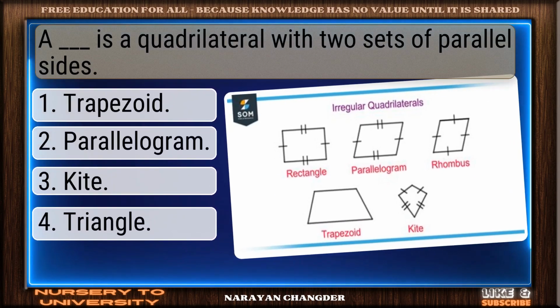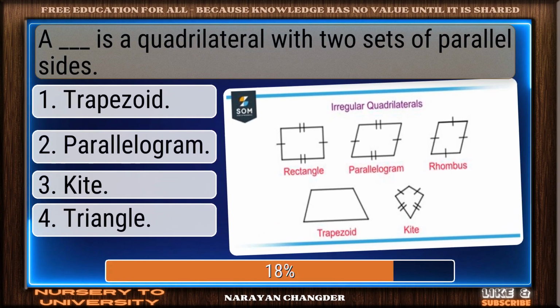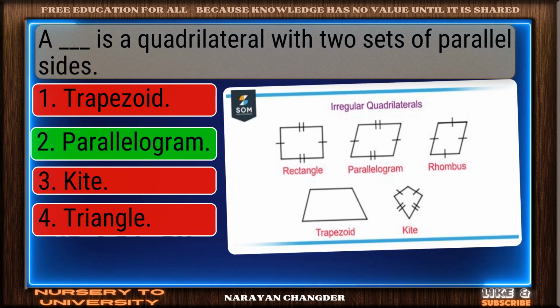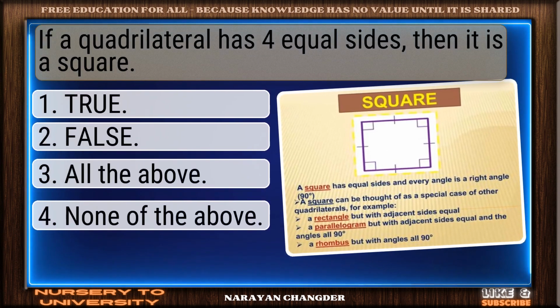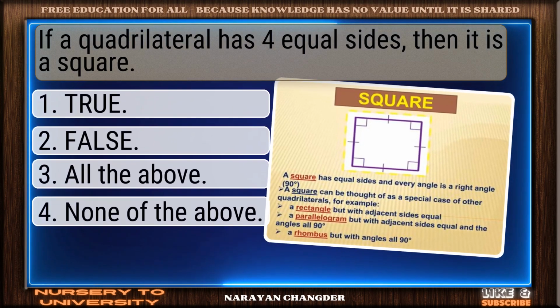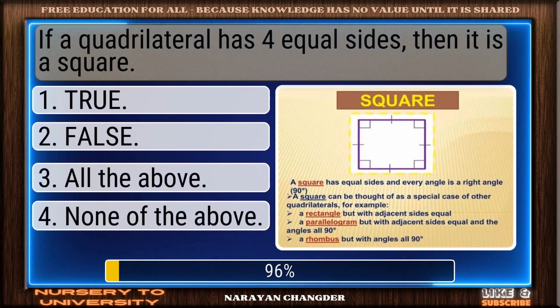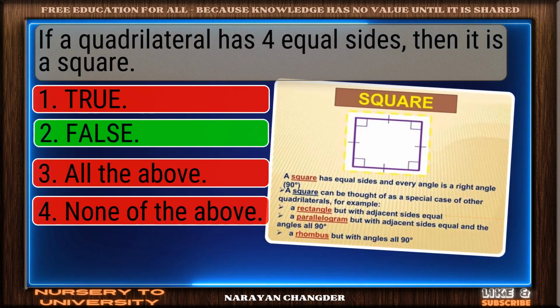Question number 79. A dash is a quadrilateral with two sets of parallel sides. Well picked. Parallelogram is the correct answer. Question number 80. If a quadrilateral has four equal sides, then it is a square. Correct. False is the right answer.